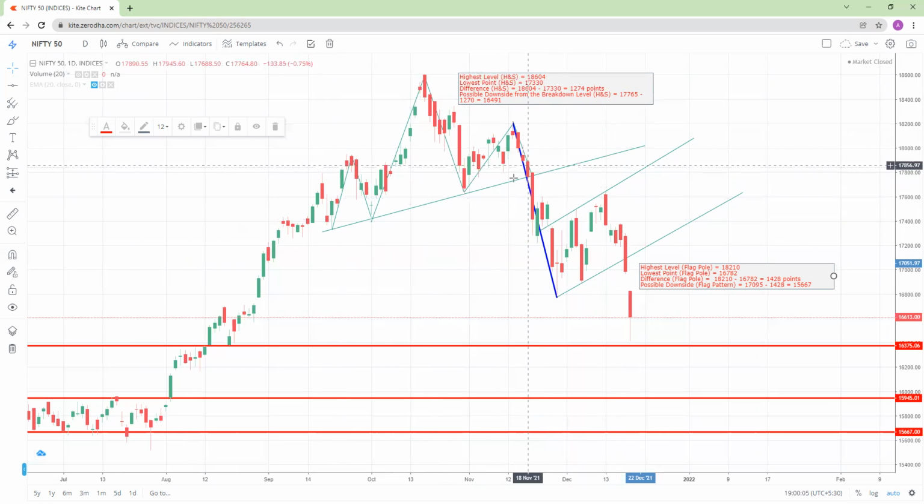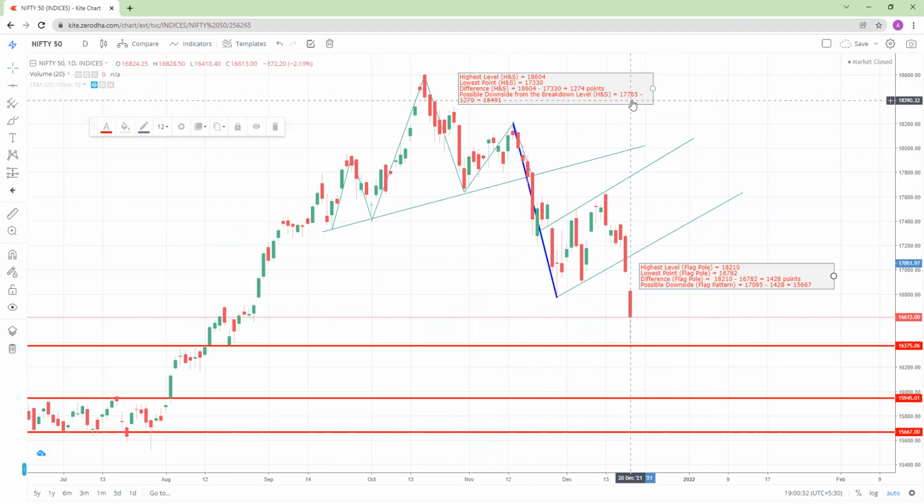So the breakdown occurred here, somewhere here. The level of breakdown is coming around to be 17,765. We are taking this point as the breakdown level. The difference between the highest level and the lowest level will be subtracted from the breakdown level. So that is 17,765.